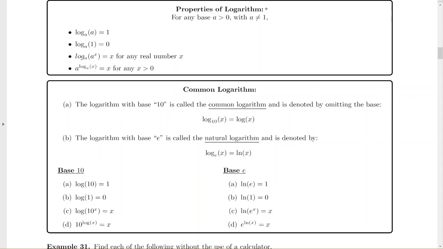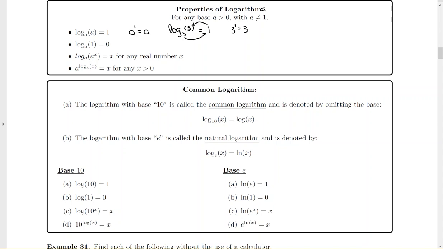Here we're going to be looking at some properties of logarithms, and this applies for logarithms with, again, the base must be greater than 0 and a can't be 1. So if we have log base a of a, it will always equal 1. And the reason for that is, if you think about it, a to the 1 power will always equal a. So if I have log base 3 of 3, it has to equal 1 because 3 to the 1 gives me back 3.